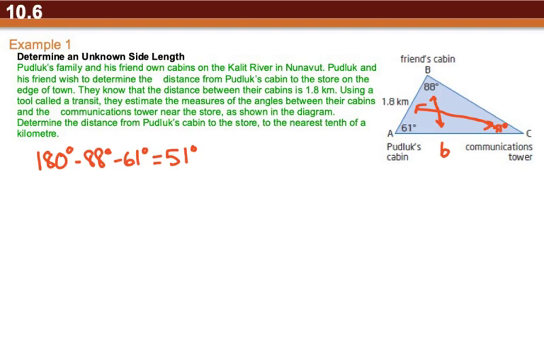Now with this, we do need to relabel the triangle. Sine law involves A's and B's. The 88 degree angle and the side we need to find are the B's, but we do need to label this as angle A, and so this will be side A, and this angle we can relabel as C. So that relabeling is something that happens once in a while. Just know that you may need to do it.